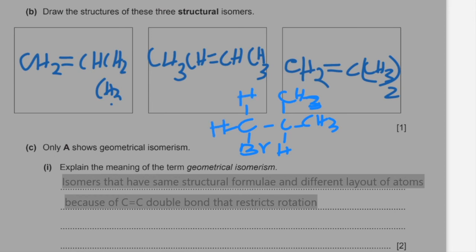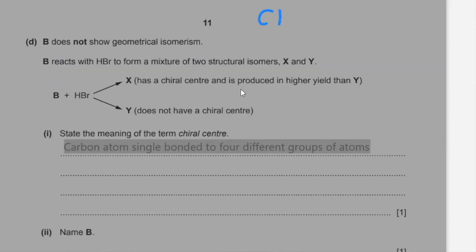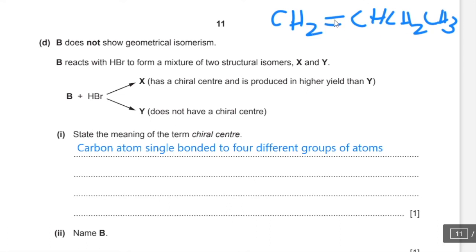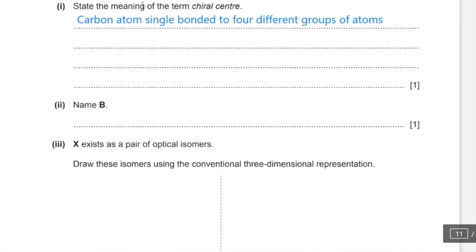Let's look at the other possible product, which could have been hydrogen bonded to the first one and bromine bonded to the second carbon atom. This is not a chiral product either, so this is not B. This was A, this is B. Let me just draw B over here, which is CH2CHCH2CH3. Right. Name B. You have a straight carbon chain with a double bond in the first position, so this is but-1-ene.